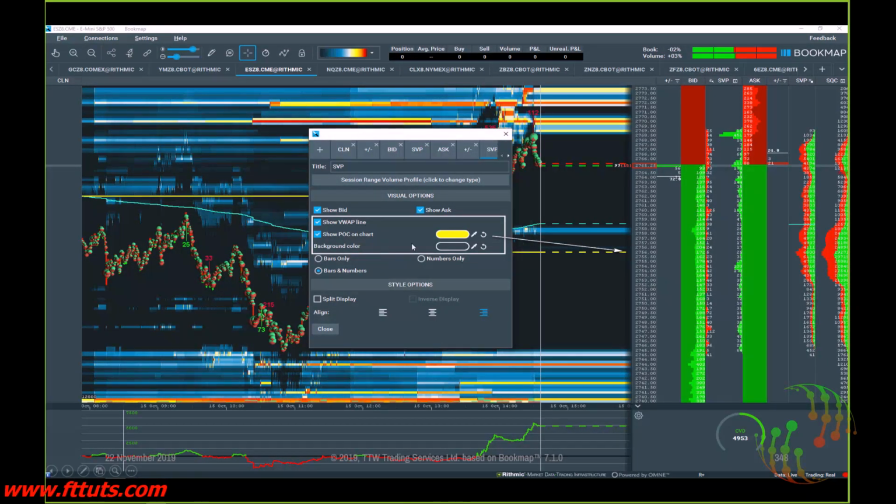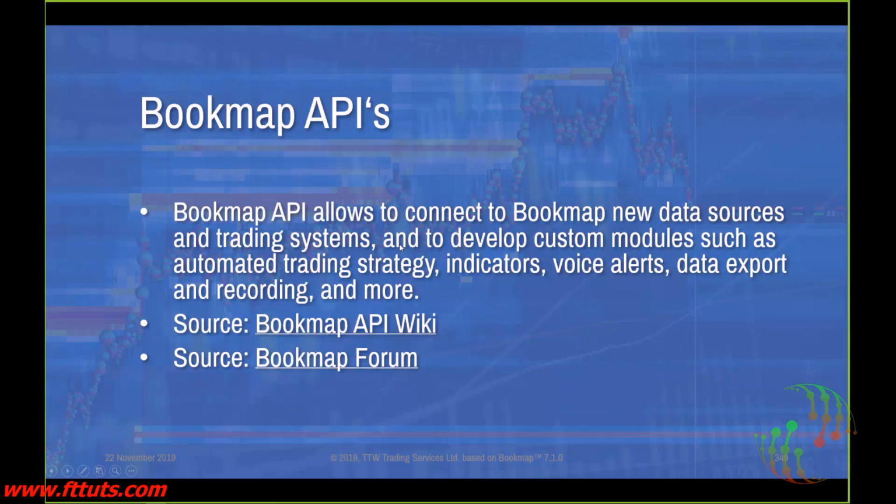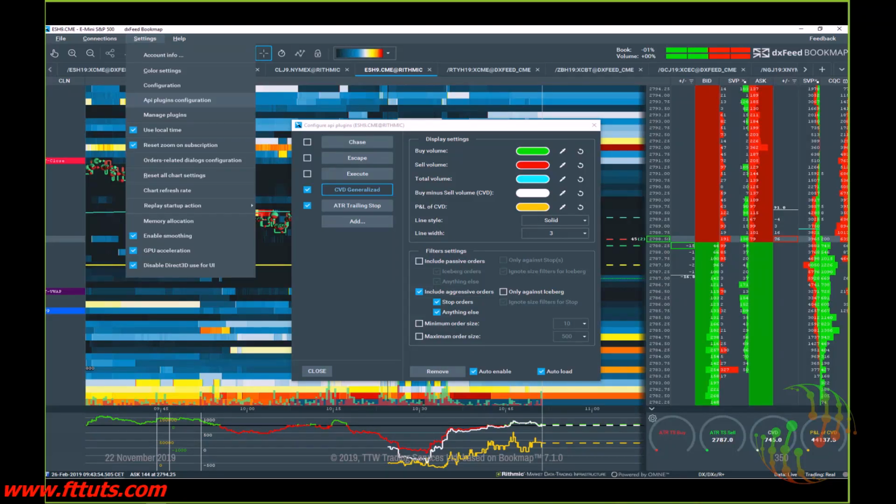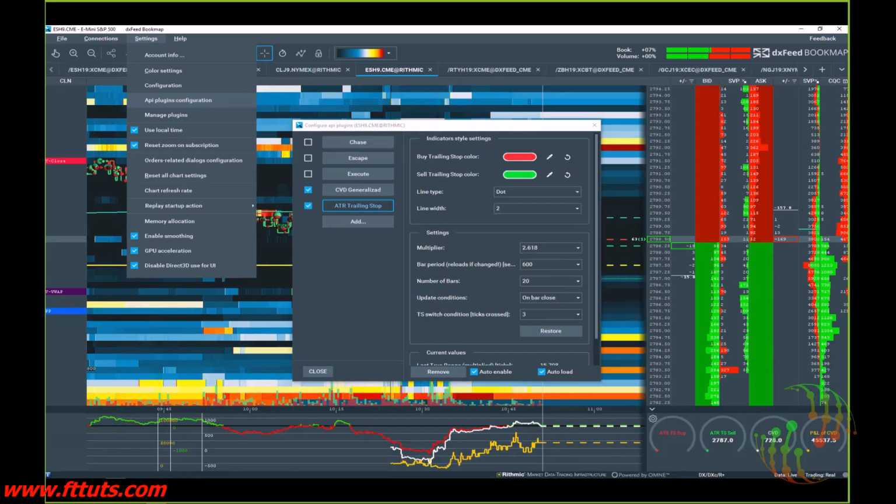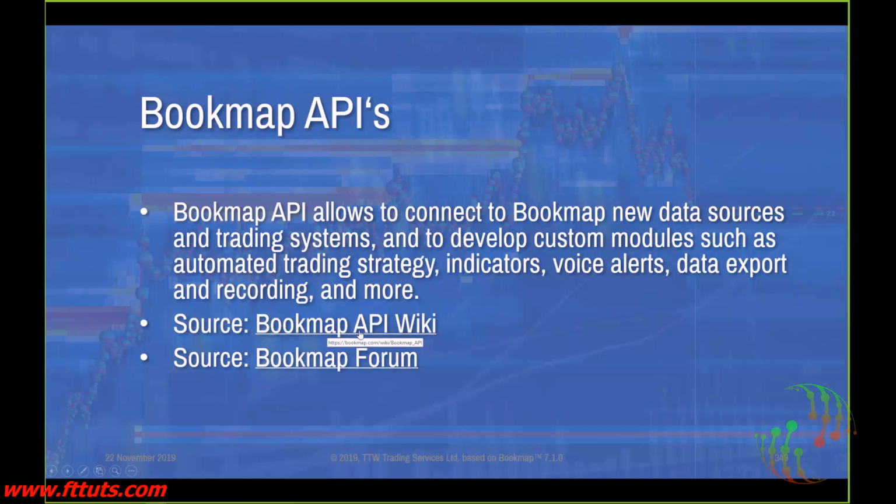This is the setting. It's very clear. Bookmap APIs. I don't want to comment on this, but you can write an external indicator and add it to Bookmap based on Bookmap's APIs. They are open. They are described in the Bookmap API Wiki. Follow this link, please. And there's a Bookmap forum. You can find a lot of useful information about Bookmap's APIs, application program interface.